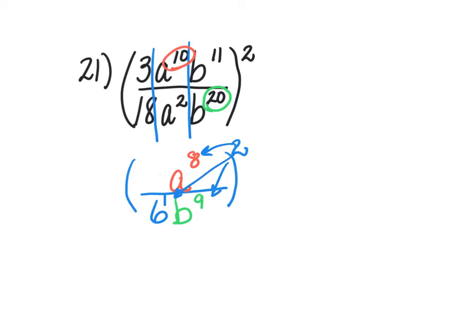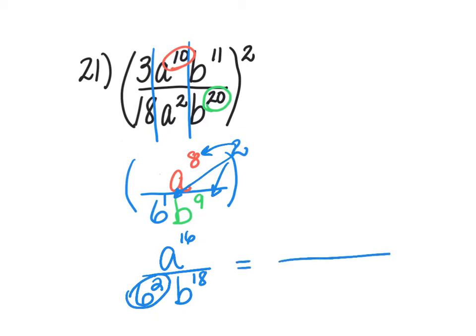And we're going to use the multiplication operation to do that. So we're going to keep the base of a and then multiply. 8 times 2 is 16. Moving on to the 6, keep the base of 6 and then multiply. 1 times 2 is 2. And then for the b, keep the base of b. 9 times 2 is 18. And 3 to the 2nd power, 6 to the 2nd power simplifies to 36.